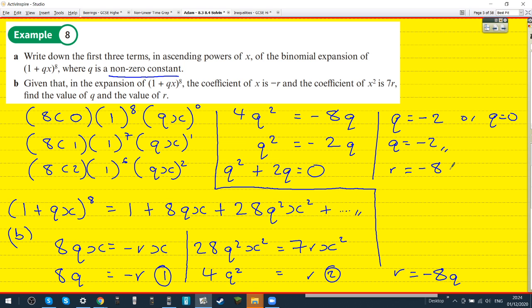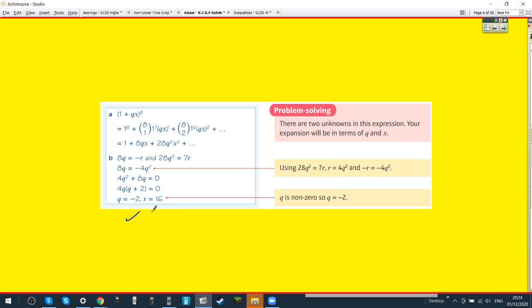Oh, q is minus 2. Yep. So you substitute it back in. So r equals minus 8 times minus 2, which gives you 16. Yep. And if you sub it into the other one, you get 4 times 4, 16. Yeah. That was minus 2 and 16. Minus 2 and 16. And you did great.